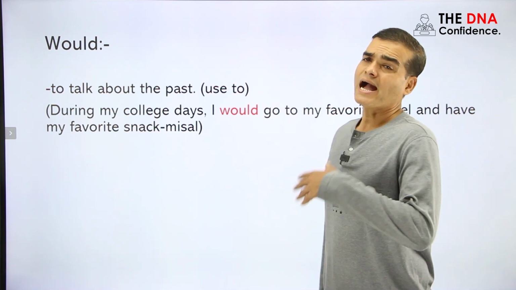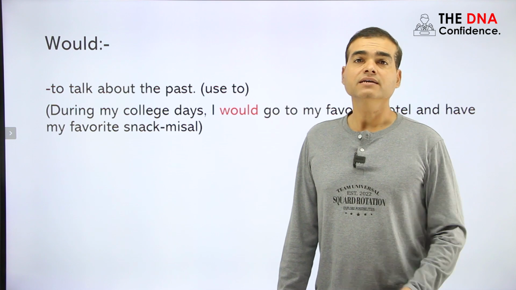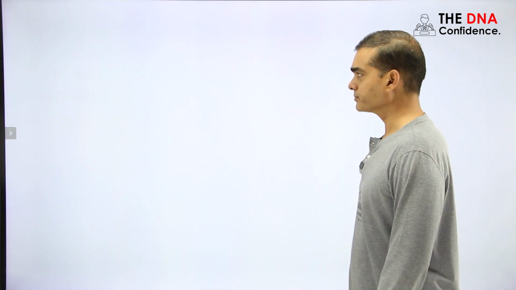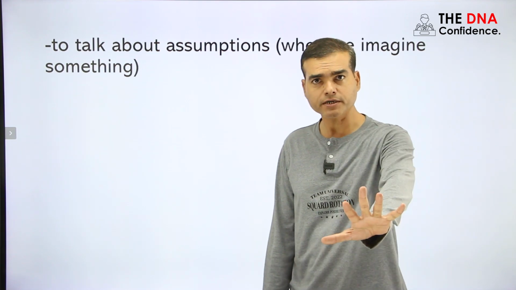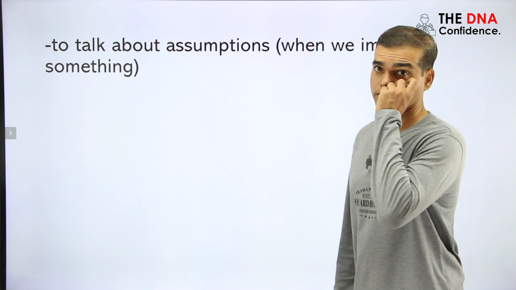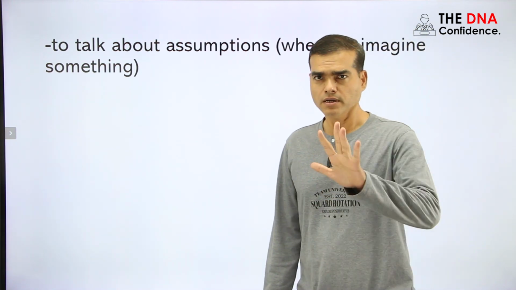So you can say, I'd do this, I'd do that, I'd like to. A lot of things are there. Next, simple. Okay, got it? Hope you understood this. Okay, next one. To talk about assumptions, imagination. When we imagine something, let me explain.